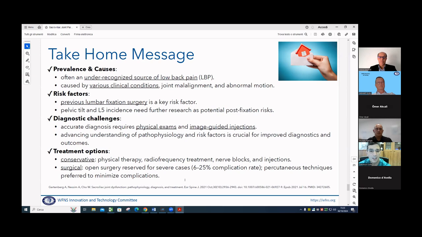Physical exam and diagnostic injection represent the gold standard for diagnostic tools, and the treatment must be conservative at the beginning, with physical therapy, radiofrequency, nerve blocks, and injection. Surgery, so fixation, which may be performed in a minimally invasive way or with an open surgery, may be reserved only for failure of conservative treatment and for patients with a very high degree of pain.